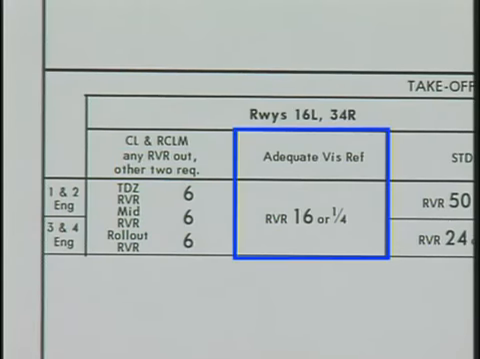The next column, entitled Adequate Visual Reference, is another lower than standard category that may be permitted for some operators. What this means is that you must have a visual reference that allows you to continuously identify the takeoff surface and maintain directional control throughout the takeoff run. This is usually provided by runway markings or lighting.